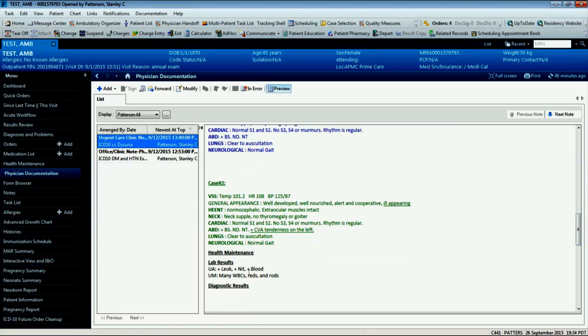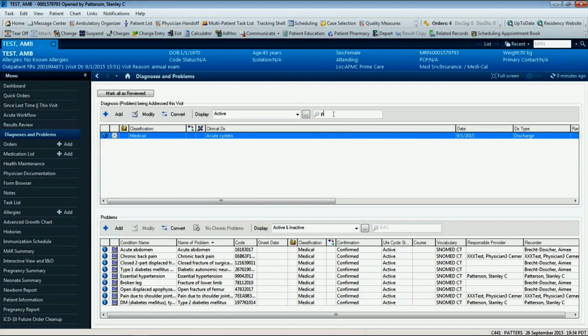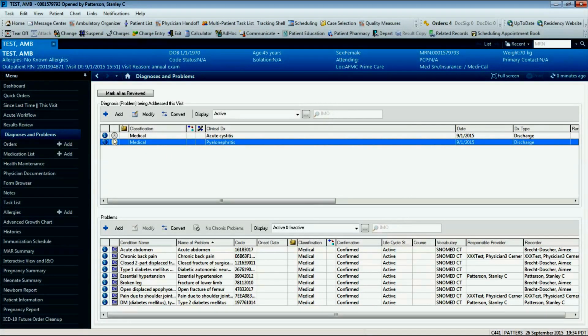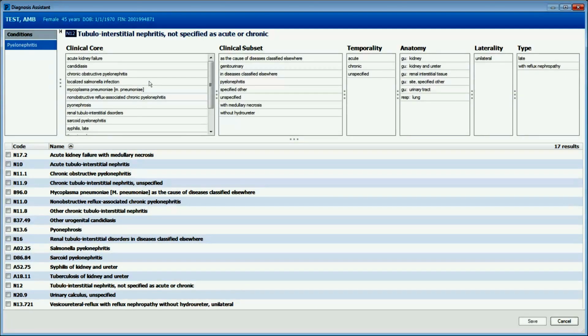You have the same lab results, indicating that the patient has an infection. But given her clinical presentation, most of us would say this is a pyelonephritis. So let's type that in. Once again, you get the little exclamation mark. You pop up your diagnosis assistant.